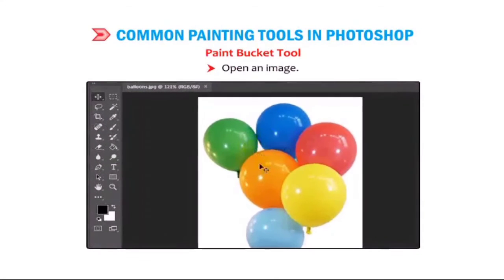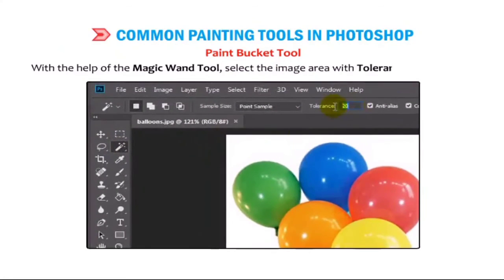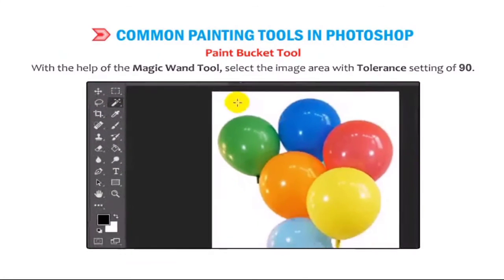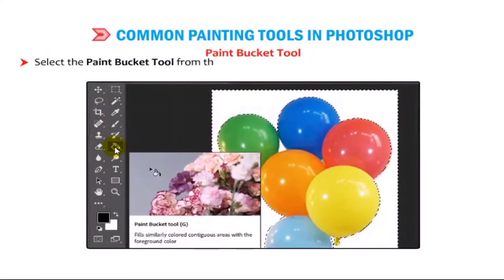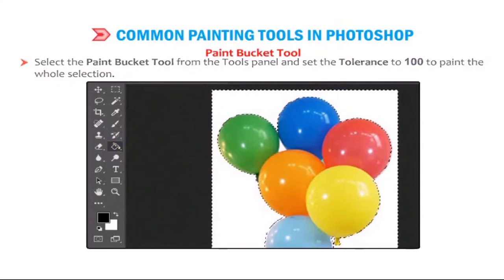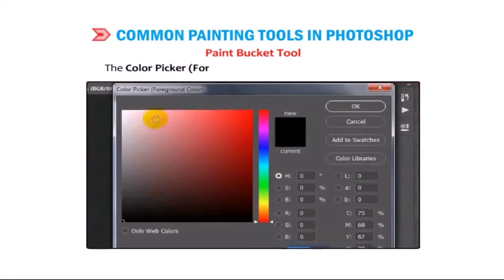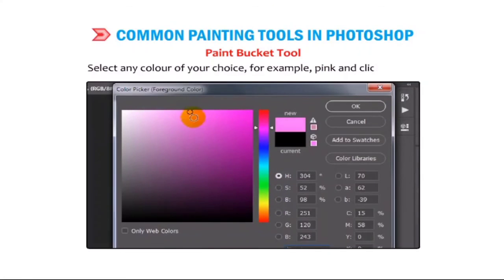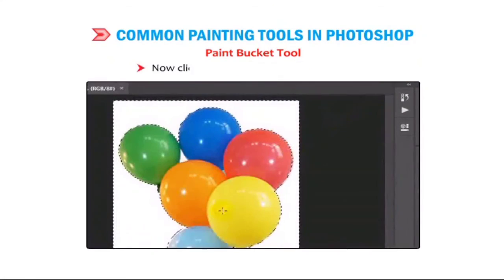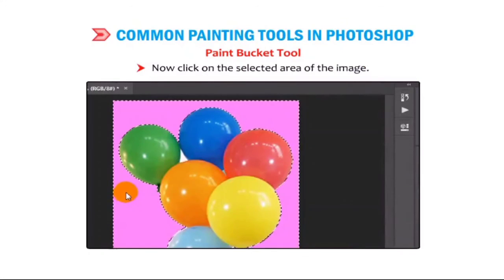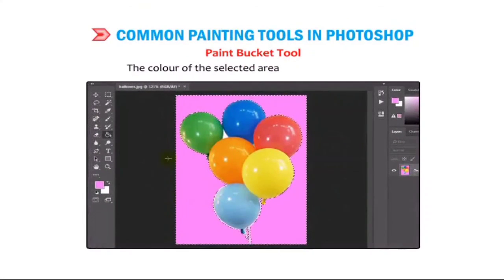Open an image. With the help of the Magic Wand tool, select the image area with a tolerance setting of 90. Select the Paint Bucket tool from the Tools panel and set the tolerance to 100 to paint the whole selection. Click on the Set Foreground Color option. The Color Picker Foreground Color dialog box will appear. Select any color of your choice, for example pink, and click on OK. Now click on the selected area of the image. The color of the selected area will change to pink.